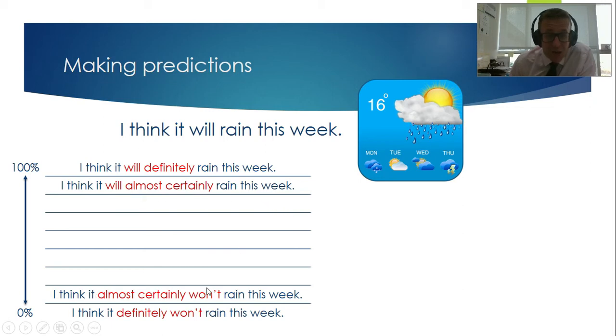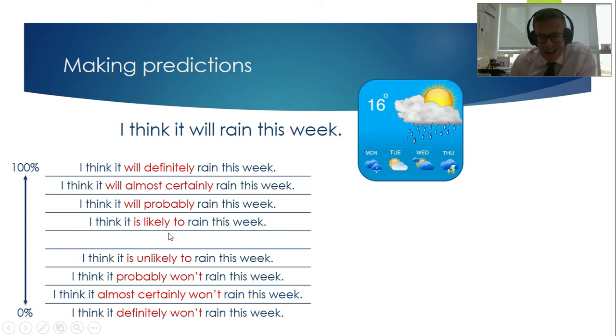I think it almost certainly won't rain this week. I think it will probably rain this week. I think it probably won't rain this week. I think it's likely to rain this week. I think it's unlikely to rain this week. I think it could rain this week.